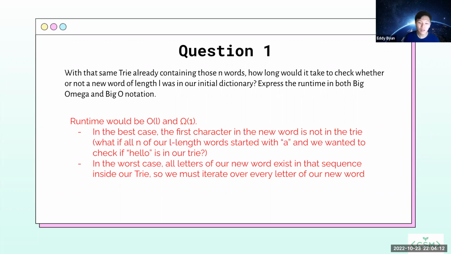In the worst case, all letters of our new word exist in that sequence inside our trie, so we need to iterate over every letter of our new word. So for example, if we had the word apple in our trie, and we wanted to check and see if, let's say, apples was in our trie, even though apples is not in the trie, what's going to happen is we still have to iterate through the A, P, P, L, E, and when we get to the E, we'll notice that there's no S. And at that point, we can say, hey, there's no apples in our trie, but there is an apple. So that's kind of the idea of the worst case scenario.